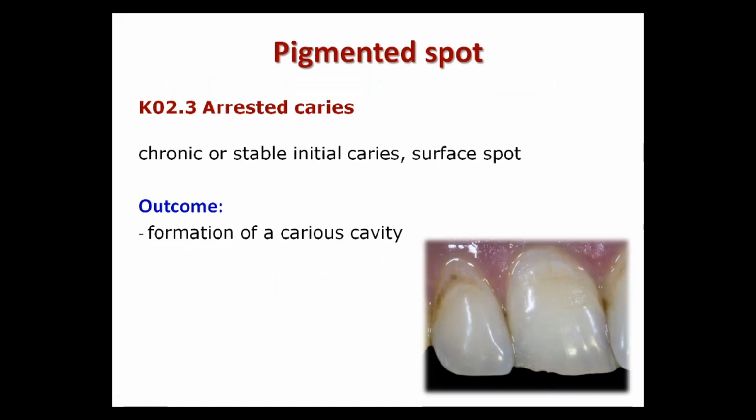Characteristic of pigmented spot. According to international classification of disease, it corresponds to the code K02.3 and it is called arrested caries or pigmented spot. It is chronic or stable initial caries and surface spot, pigmented spot, and it has only one outcome or result, only formation of caries cavity.